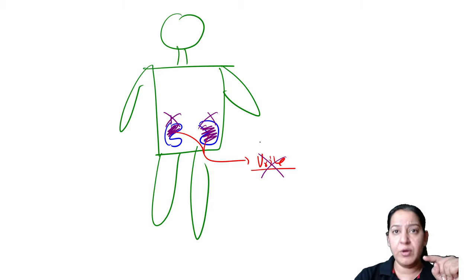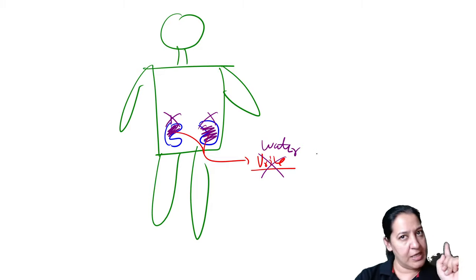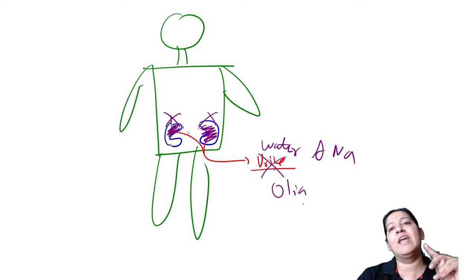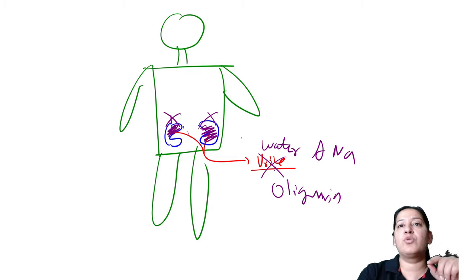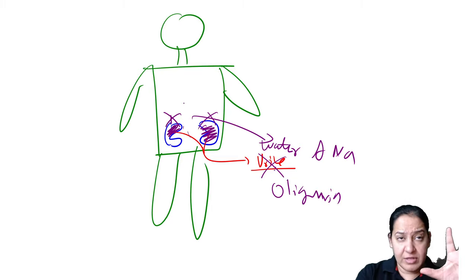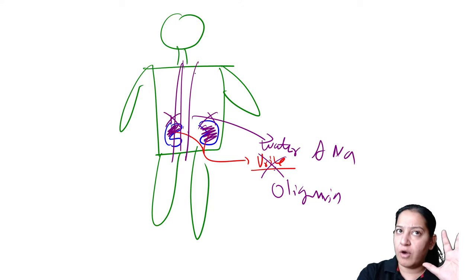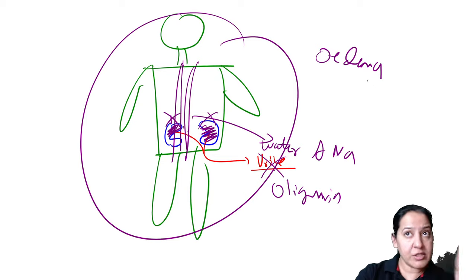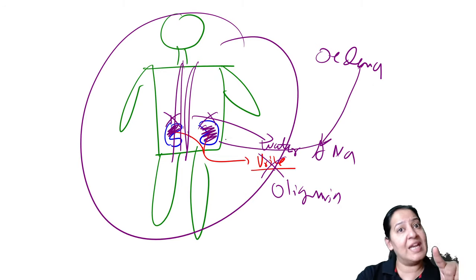So what is urine? Urine contains water. Urine contains sodium. So kidney will not do its job. Kidney will not excrete urine. Patient will have oliguria, and that is the kidney doing sodium water retention. So if there is more sodium in the blood, more water in the blood, the person will have edema. So what is the cause of edema in this person? The cause of edema is sodium water retention because the kidneys are damaged.